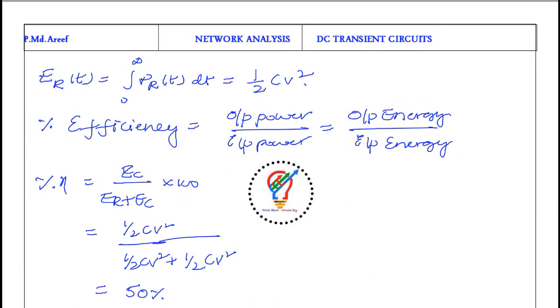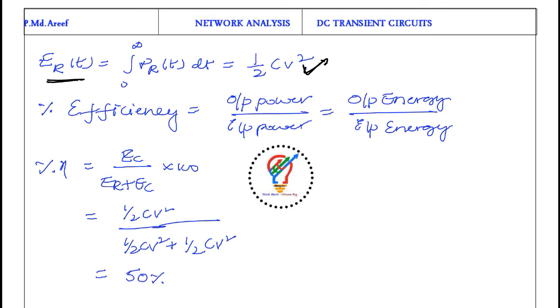Now the energy across the resistor. So the energy across the resistor, Er of t, is nothing but the integration from 0 to infinity of Pr of t into dt, which we will get as half CV square. So this is the half CV square. Now what is the efficiency? In the case of the RC circuit, we close the switch like this. It is like this. So V, R, C. So after the energy across the resistor, how much energy is dissipated? It is going to be half CV square only.